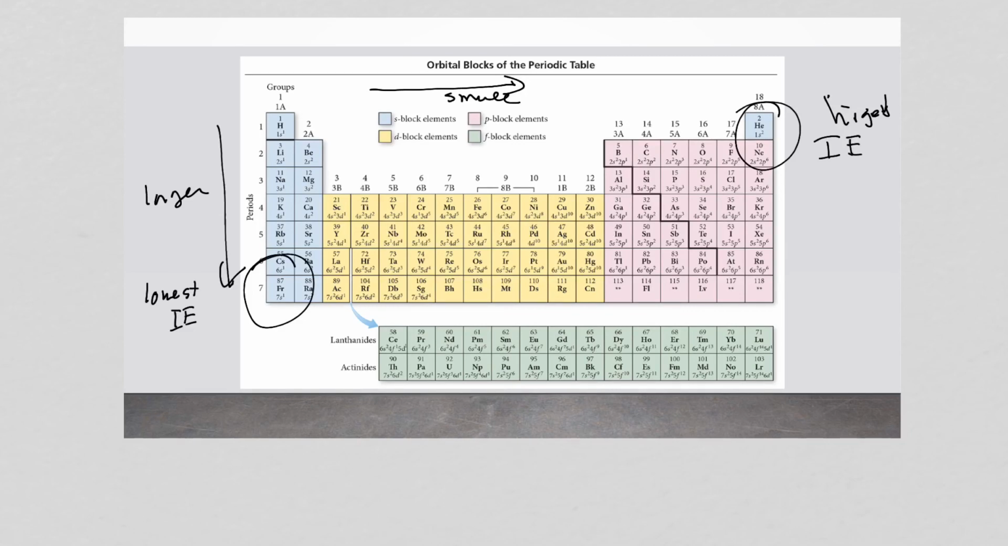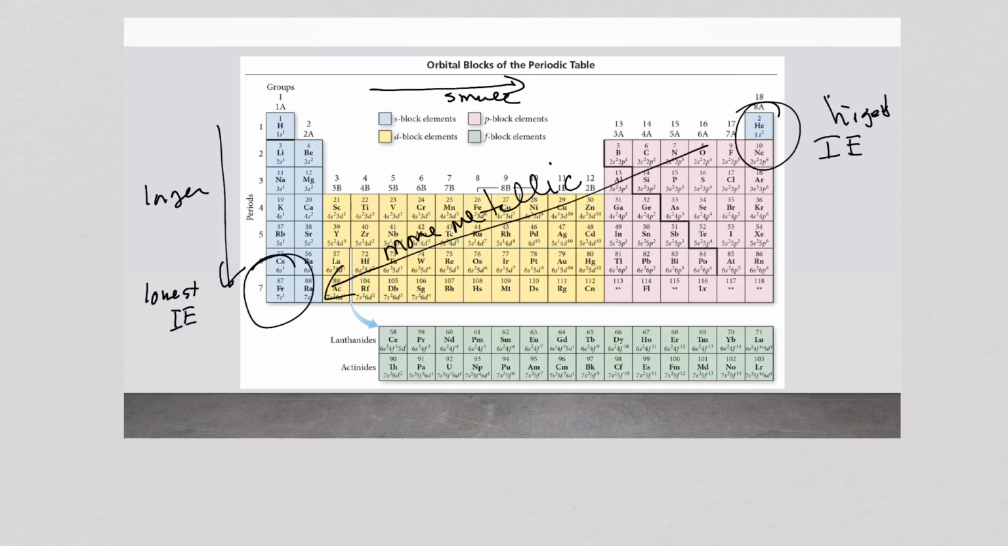And not surprisingly, your most metallic elements, so your metallic nature, is going to increase as you go this way. So these down here are going to be your largest, lowest ionization energy elements. These are going to be your most metallic elements down here. Going this way, they become less and less metallic, and these are all non-metals, right?